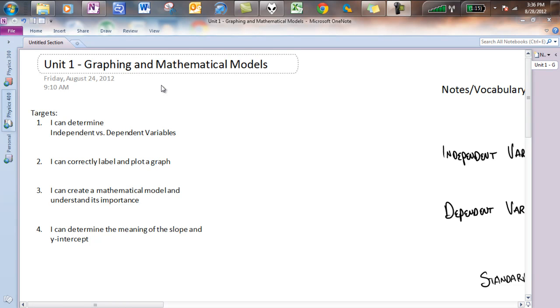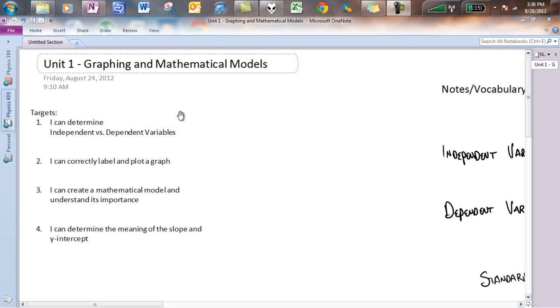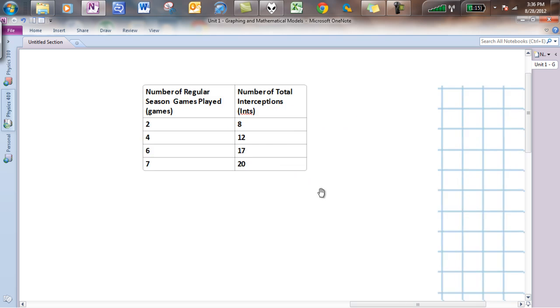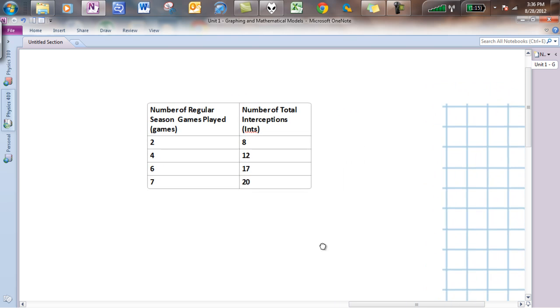Alright, this is part 2 of our graphing and mathematical models. This is the example problem that we are going to look at in order to understand how these 4 targets work. So let us move on over. Those are our notes from before, and let us take a look at a data table.